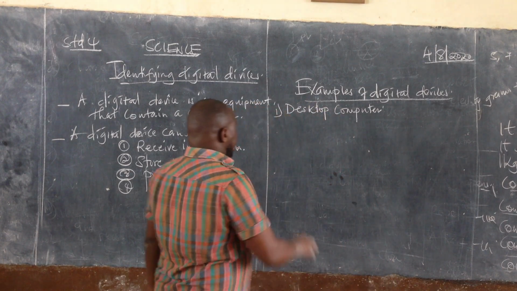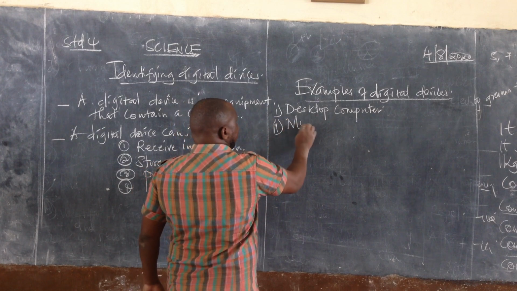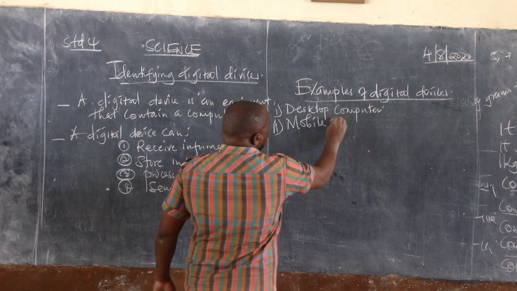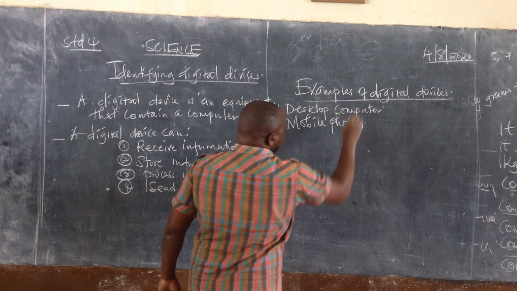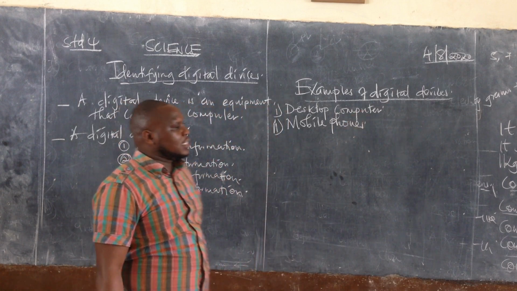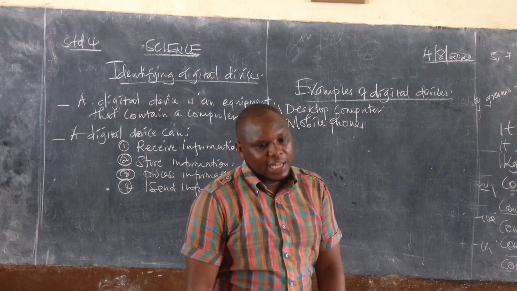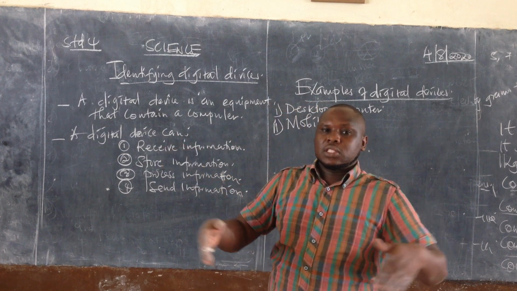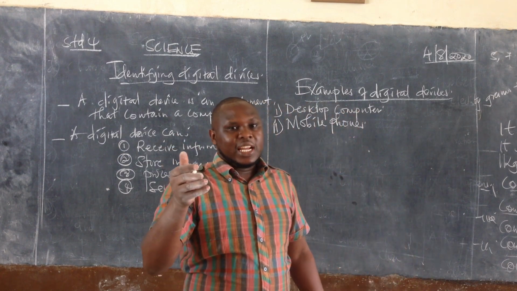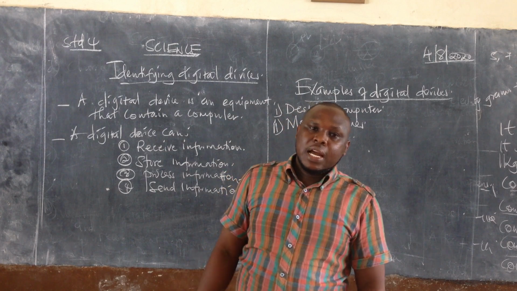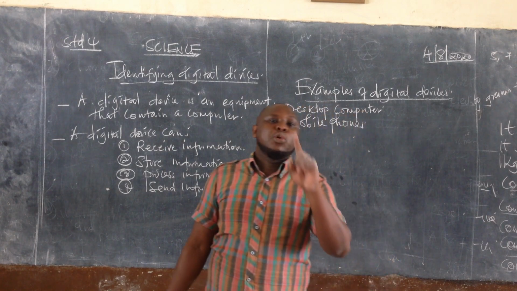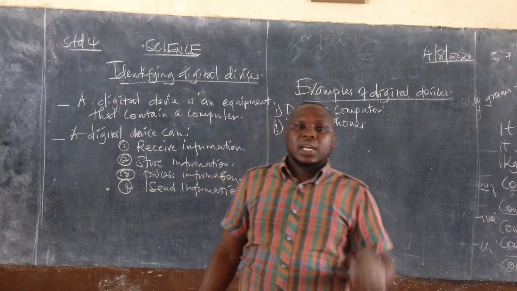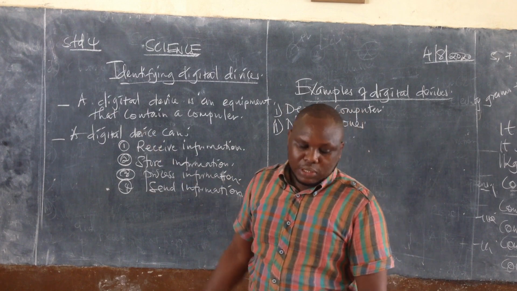Number two, we have mobile phones. You have accessed this, especially this time of online teaching. Back at home, I know you may have big ones, small ones, the kabambe ones, all of those are mobile phones. But now we're talking about the digital one. Digital ones can be able to do all that we're saying.